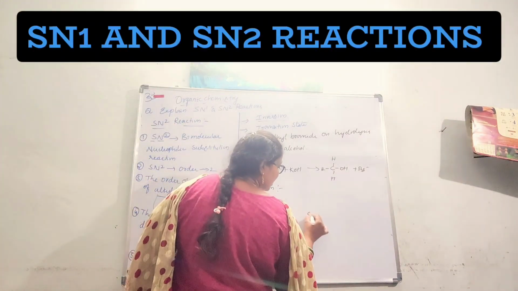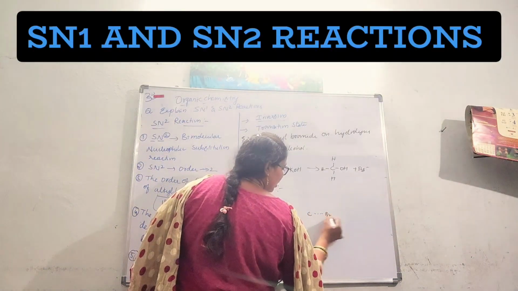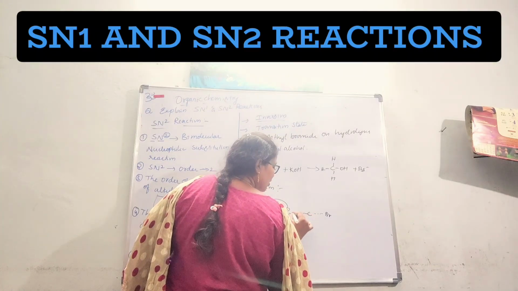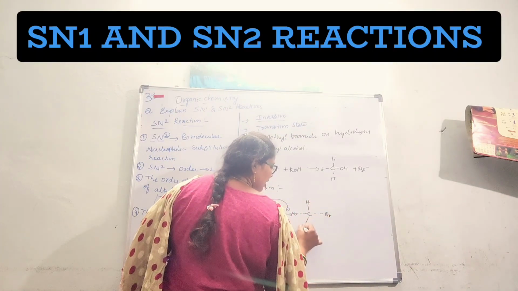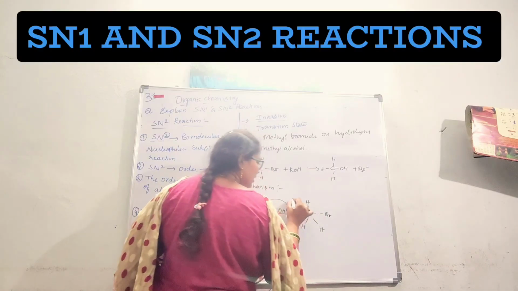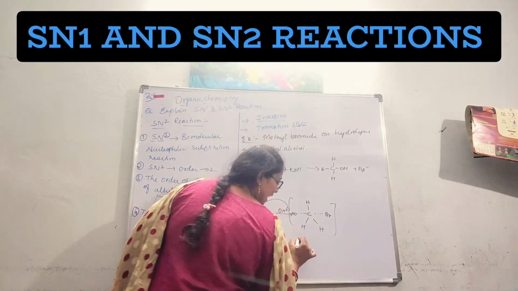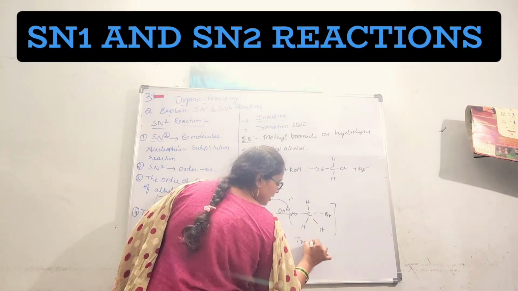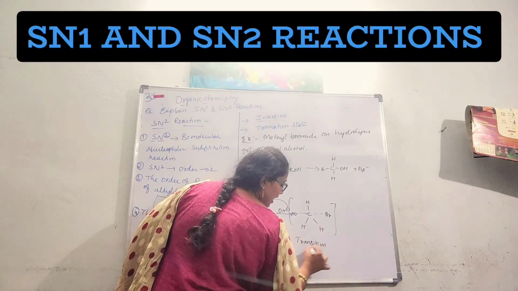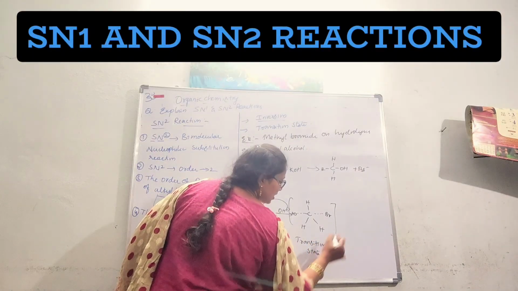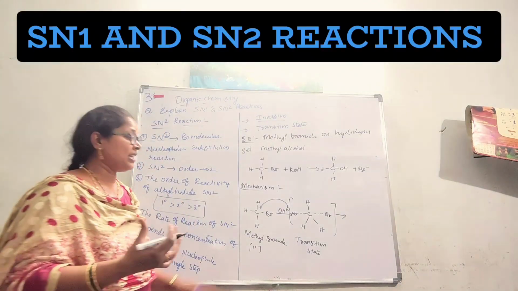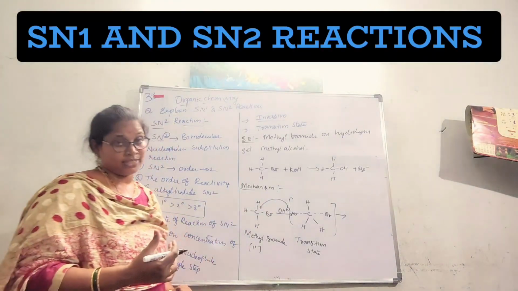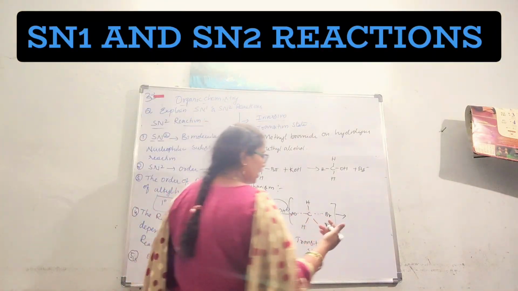That is, the carbon with Br, OH, and H. This is called the transition state. After this transition state, we can get our inversion product. That means backside attack of this OH minus on SN2. This is called Walden inversion.